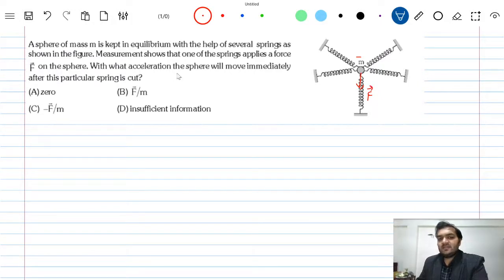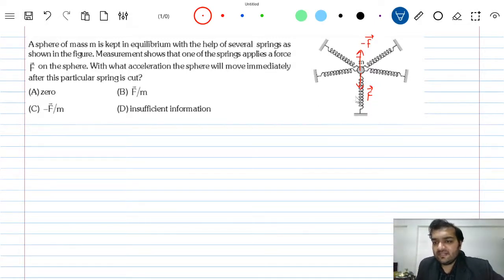With what acceleration will the sphere move immediately after this particular spring is cut? So what happens is, this particular spring is applying a force F, and all the other springs are keeping it in balance. So the net force by the other springs will be equal to force F in the opposite direction. This will be equal to minus F vector.